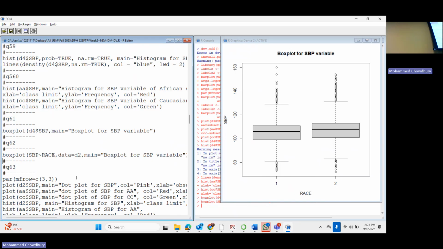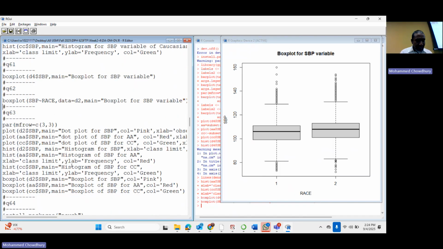Okay, and then African American has a higher median, and their first quartile and third quartile are also higher compared to the Caucasians. That's the way you have to explain your graphs. Graphs you will have to explain from here on. First quartile, median, and third quartile are higher for the African American compared to the Caucasian when you consider systolic blood pressure. That's the way you have to explain these things to your audiences.